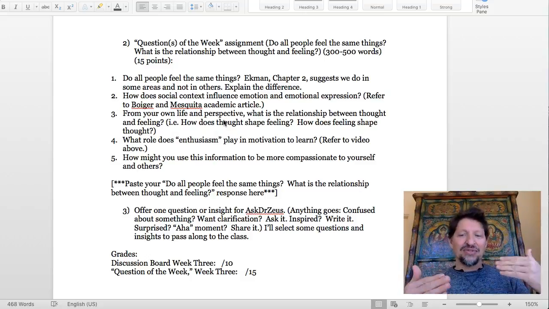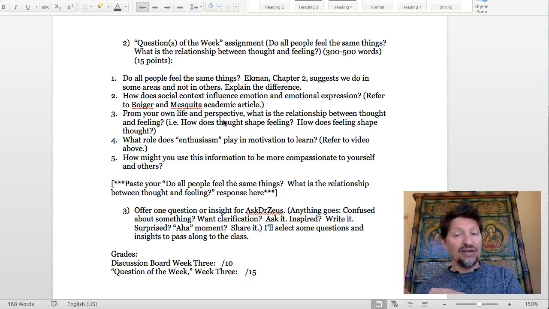So by understanding the relationship between thought and feeling, we actually have a lot more control, both in terms of the thinking that we have to create certain feelings and the feeling we have to create certain thinking, to manage our environment better, to have better relationships, to have a better understanding and relationship with ourselves. So that's why I put that question in there.